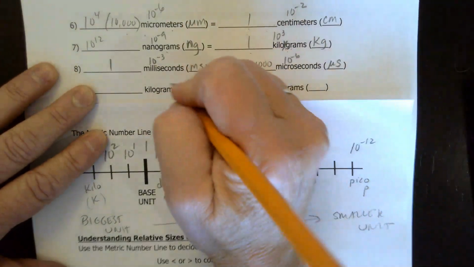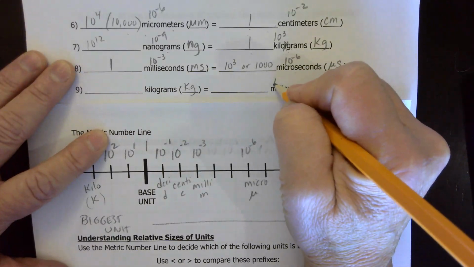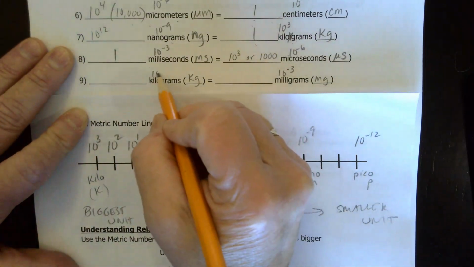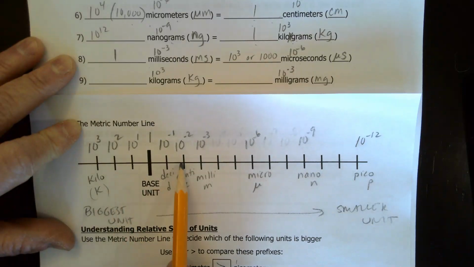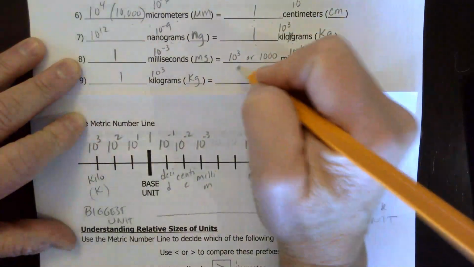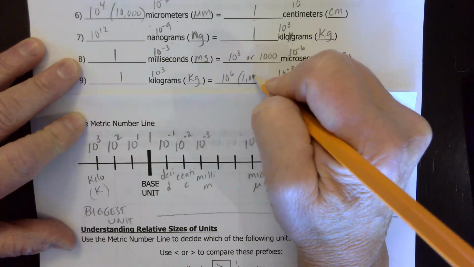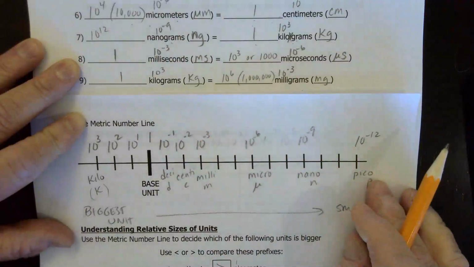Kilograms versus milligrams, kg versus mg. Milli is 10 to the minus third, kilo is 10 to the positive third. That's a total of 1, 2, 3, 4, 5, 6, right? So kilograms is bigger, 1 kilogram is 10 to the 6th milligrams, which is the same thing as 1 million. So there's 1 million milligrams in 1 kilogram.